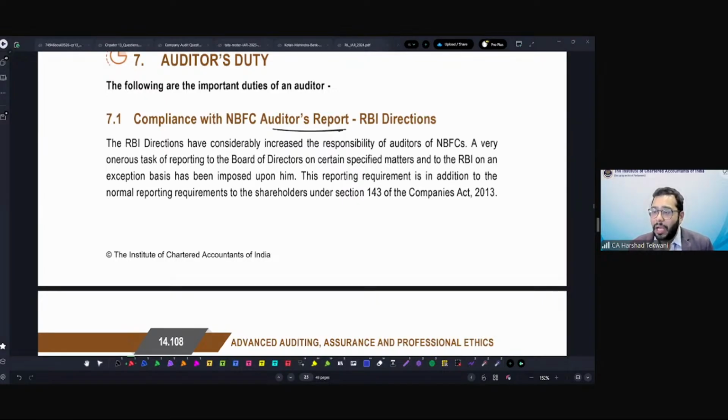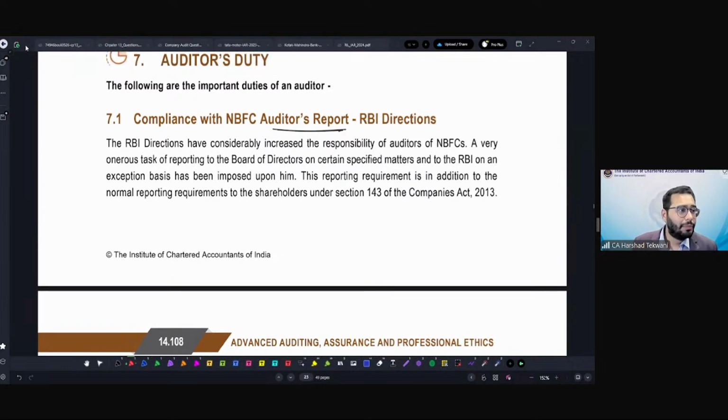Basically, there are asset liability profile reporting requirements. There are capital ratio reporting requirements. We'll see that in a while, in some time only. But there are various such reporting requirements. And based on that, the auditor is required to verify whether the company or the NBFC has reported or not. So I'll show you one such reporting requirement.